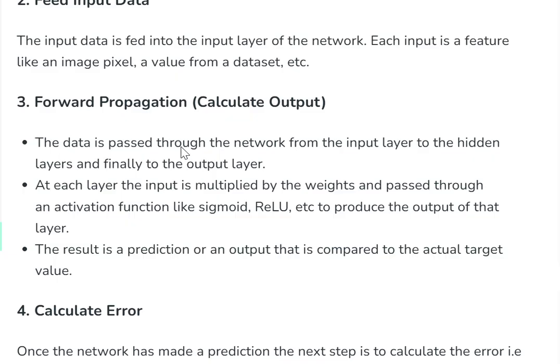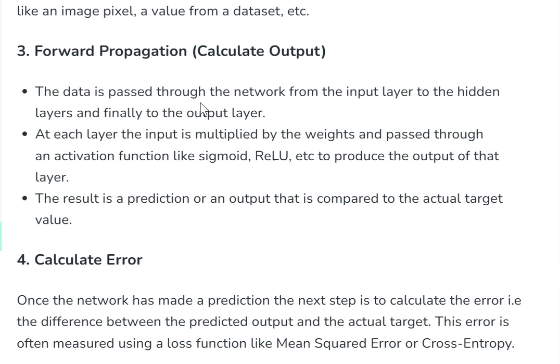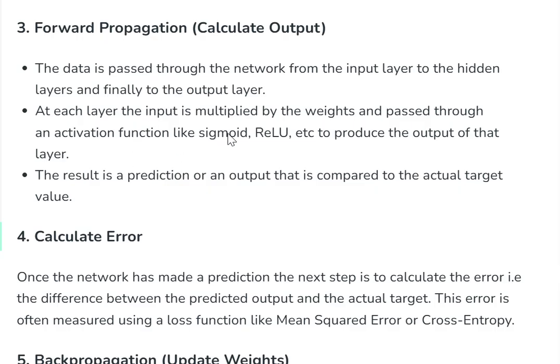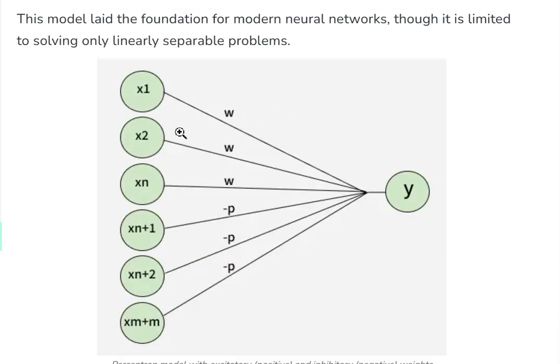Forward propagation means sending data from one neuron to another in the forward direction, left to right. The data is passed through the network from the input layer to the hidden layers and finally to the output layer. At each layer, the input is multiplied by the weights and passed through an activation function like sigmoid or ReLU. I will explain it.